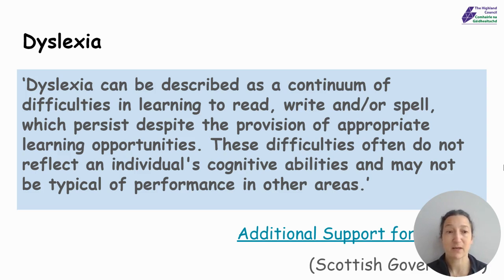So here's a summary of what dyslexia is from the Scottish Government's website about additional support for learners. It's described as a continuum of difficulties in learning to read, write and or spell. And I think we can clearly see the links with learning another language. So if children have difficulties with their own language, then that is likely to translate into difficulties in learning another language. I think it's important to point out, as it says here, that it doesn't reflect their cognitive abilities.